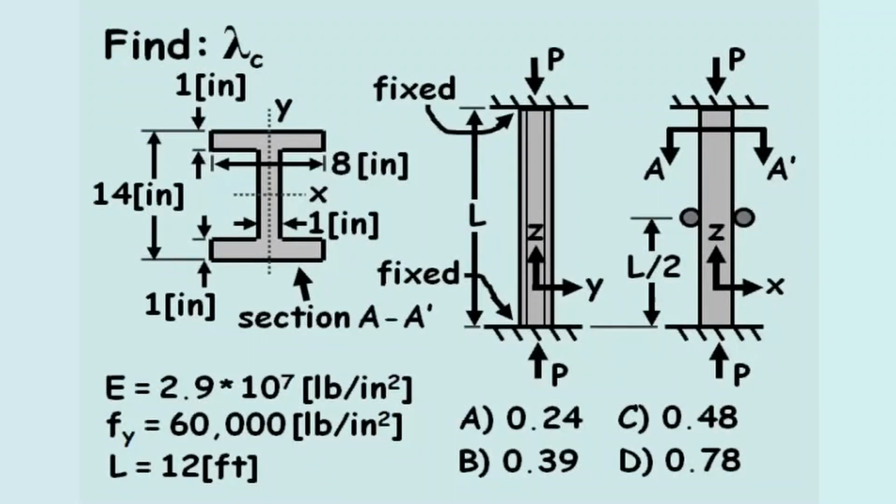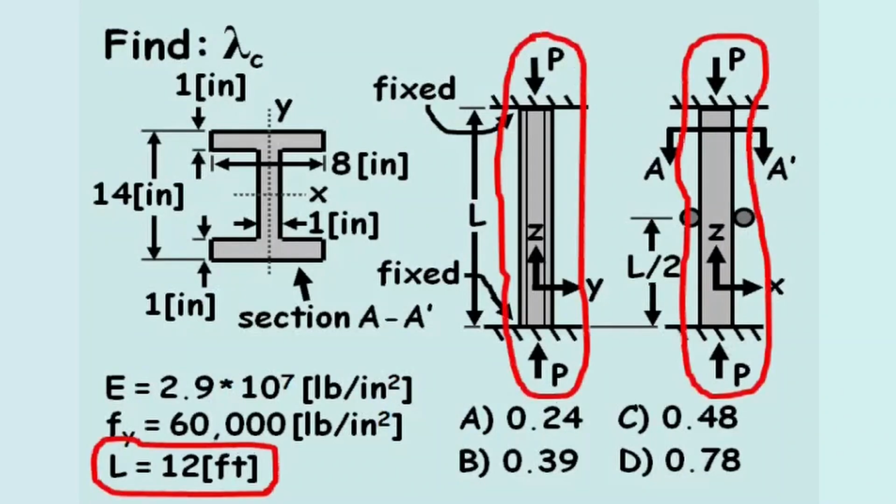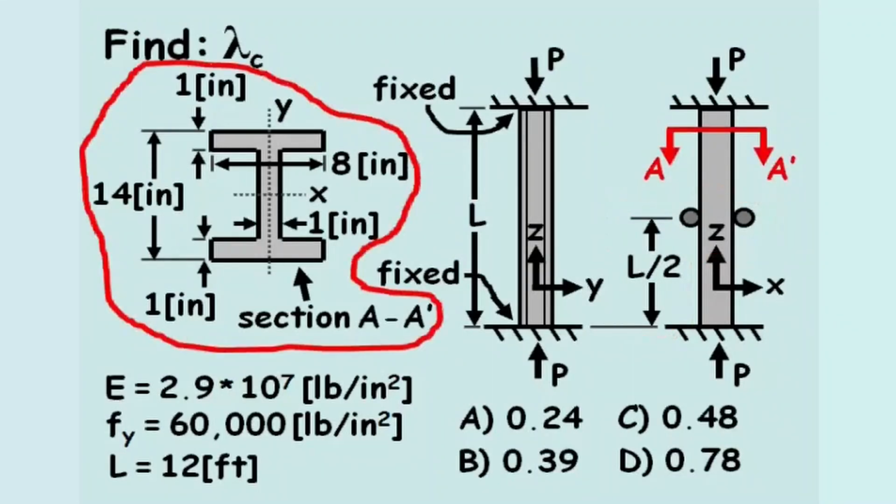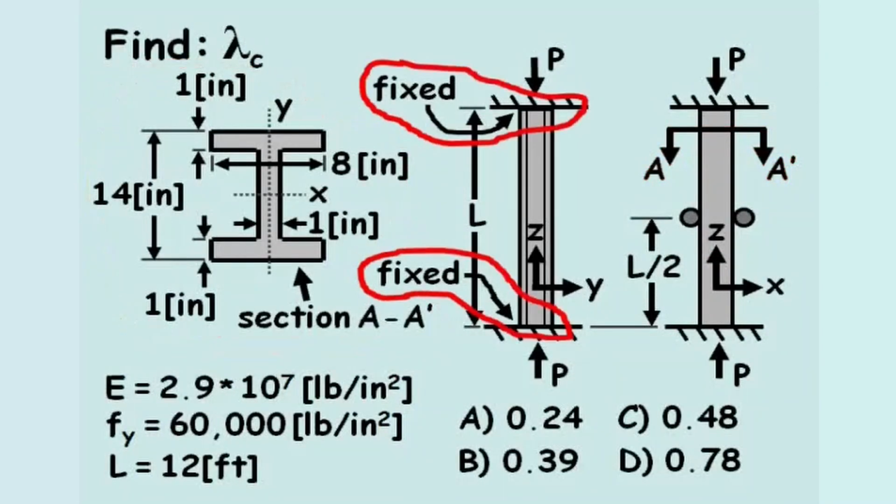Find the slenderness parameter lambda c. In this problem, a 12-foot long I-beam is subjected to a compression load P. Note that the beam is supported halfway along its length in one direction. A cross-section of the beam is provided, and we notice the end connections are fixed.